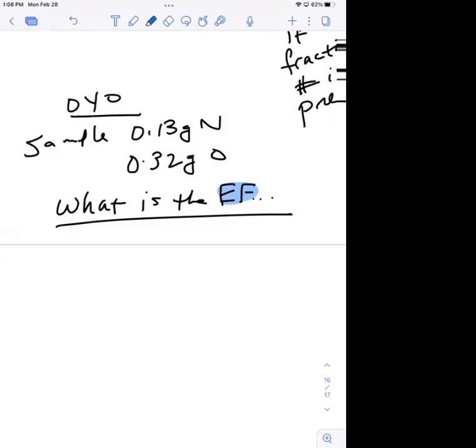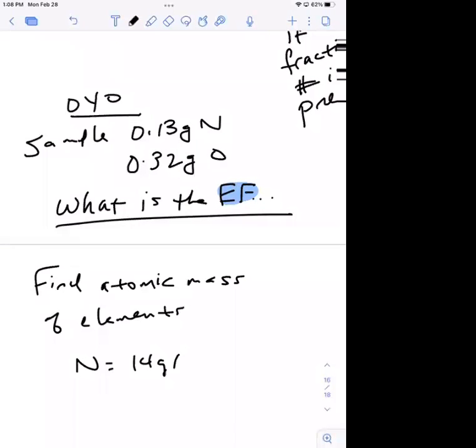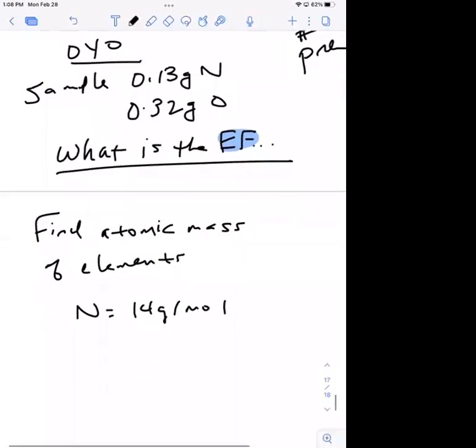Okay, so I'm with you. So you're saying find the atomic mass of each element. Yes, sir. All right, I'm with you on that. So for nitrogen, it is 14 grams per mole. And then for oxygen, it's 16 grams per mole. So you're right about that.